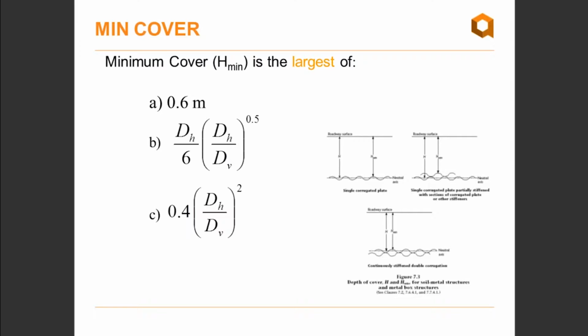The calculation depends on a number of equations that are listed here only for reference. I'm not going to go over them. But basically, it is calculated as the larger of these three values, and it's a function of the span and rise of the structure. One thing to note is that for deep corrugations, the code permits lower covers in larger span configurations to account for the increased stiffness of the plate section.